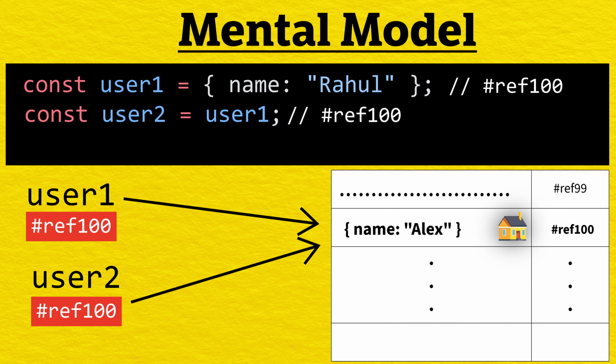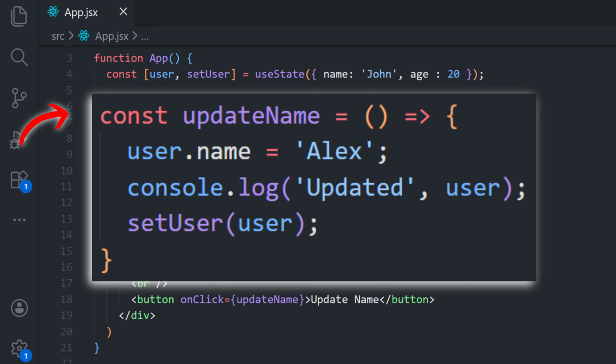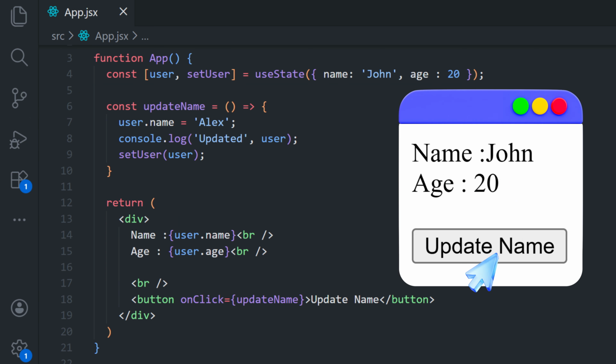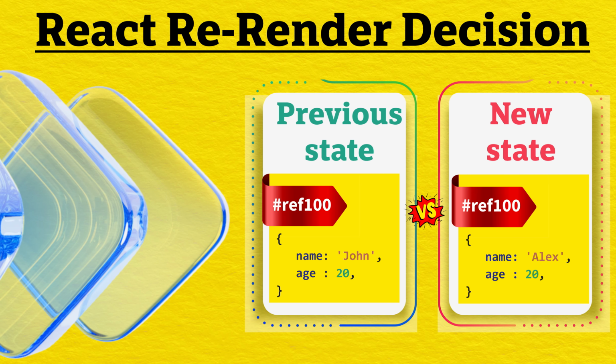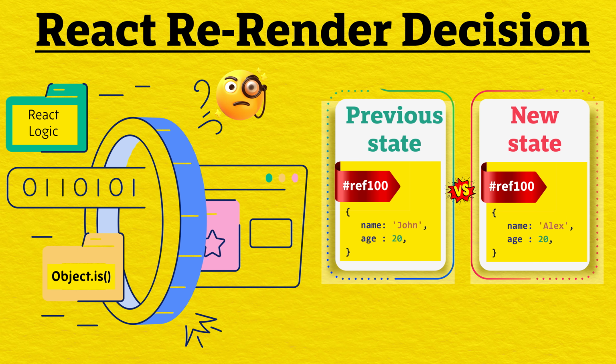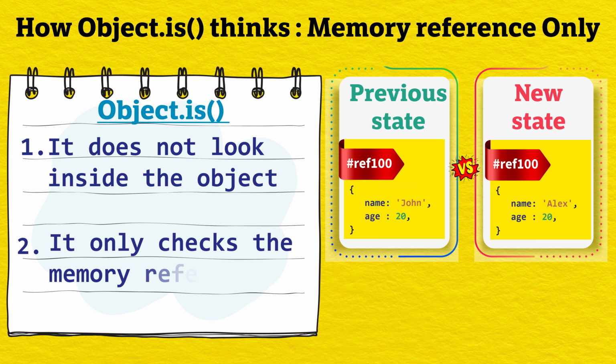Now let's connect this to React. Here is a simple React example. Look at the updateName function. We are mutating the user object directly and then calling setUser. But the screen doesn't update. Why? Because React compares the previous and new states to decide if it should re-render. Under the hood, React uses a comparison called Object.is. It does not look inside the objects to see if a property changed. It only checks the memory reference.